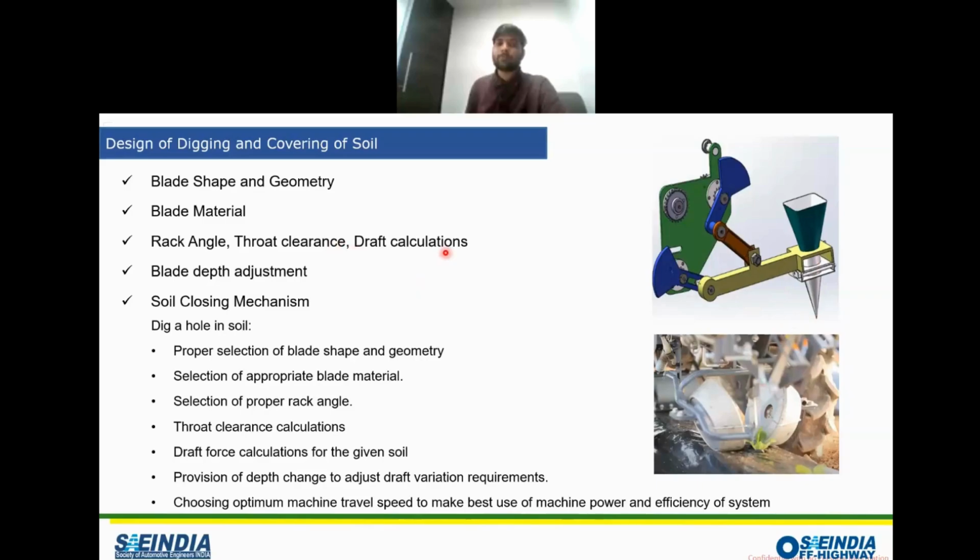Then coming to the draft calculation. So this is the overall power required. How we calculate it in the pickup and conveying. Here also we need to understand what kind of force is coming when it is moving in the horizontal direction attached to the tractor moving forward. And then the depth adjustment. So when we talk about the crop, different crops have different depth requirements. It may vary from 7.5 centimeter to 12 centimeter in range. The different depth requirement in the digging system.